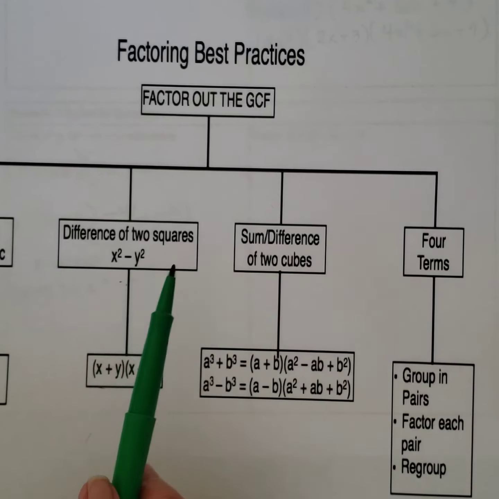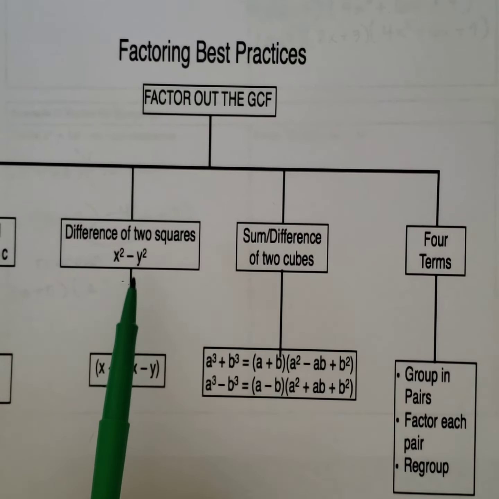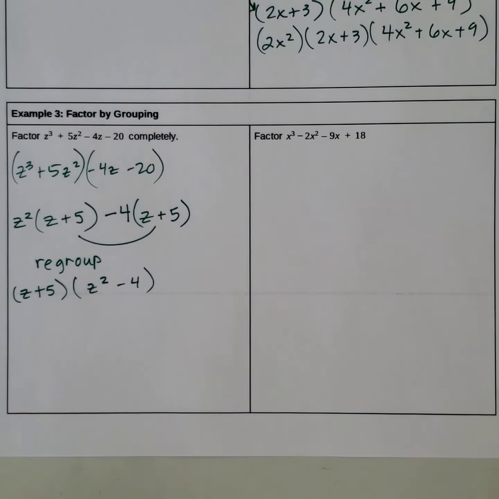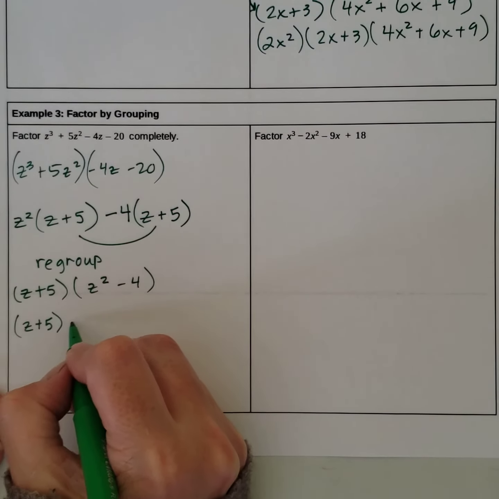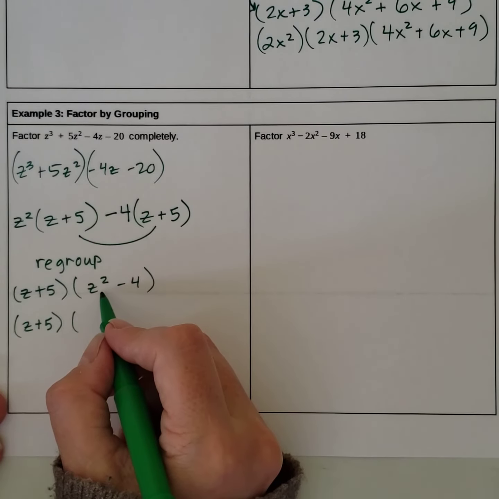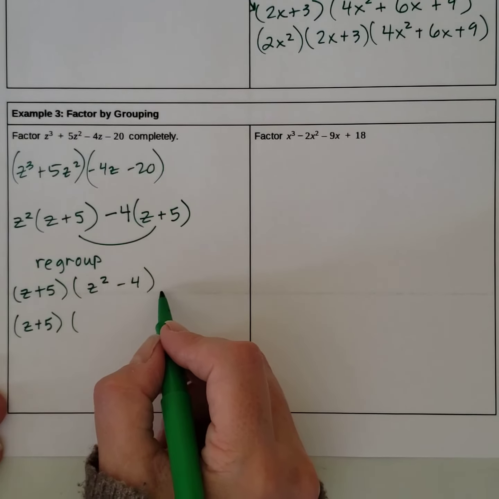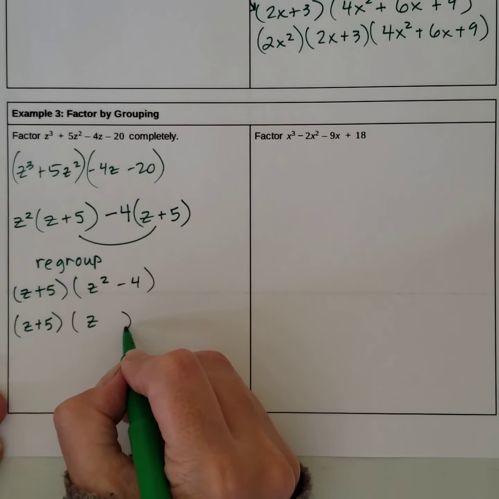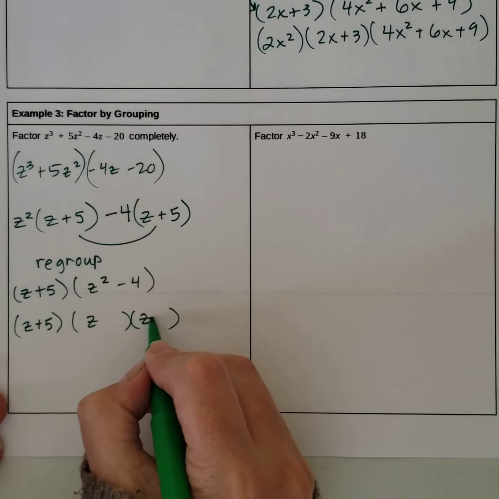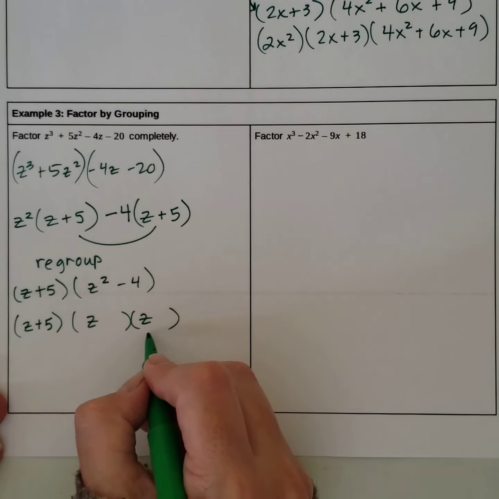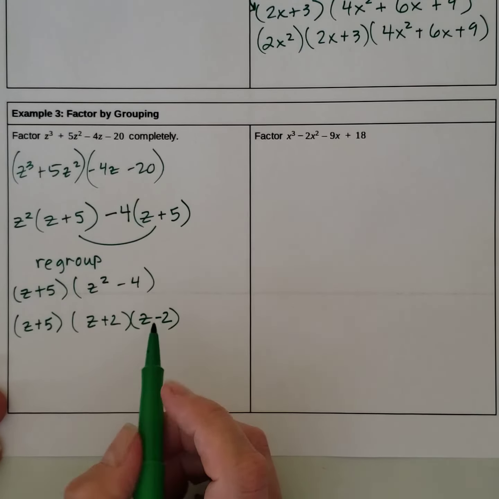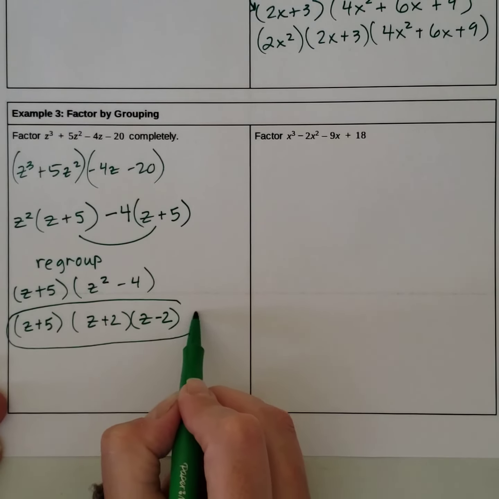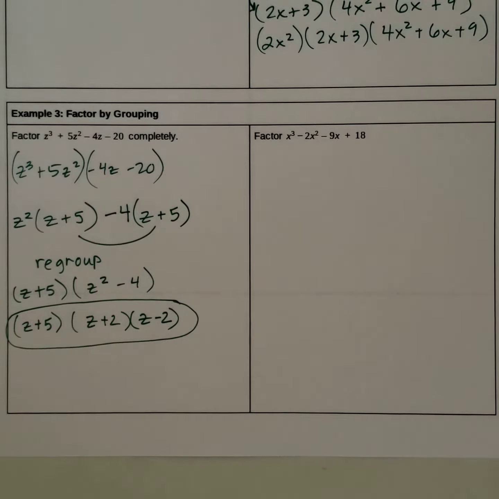So I have z squared minus 4. Square root of z squared is z. Square root of 4 is 2, so we'll have a plus and a minus 2. So bring down the z plus 5. And then we have the difference of 2 squares. This is 2 sets of parentheses. Square root of z squared is z. Square root of 4 is 2, so we have plus 2 and minus 2. So this is our final answer for the factor by grouping for the first example.